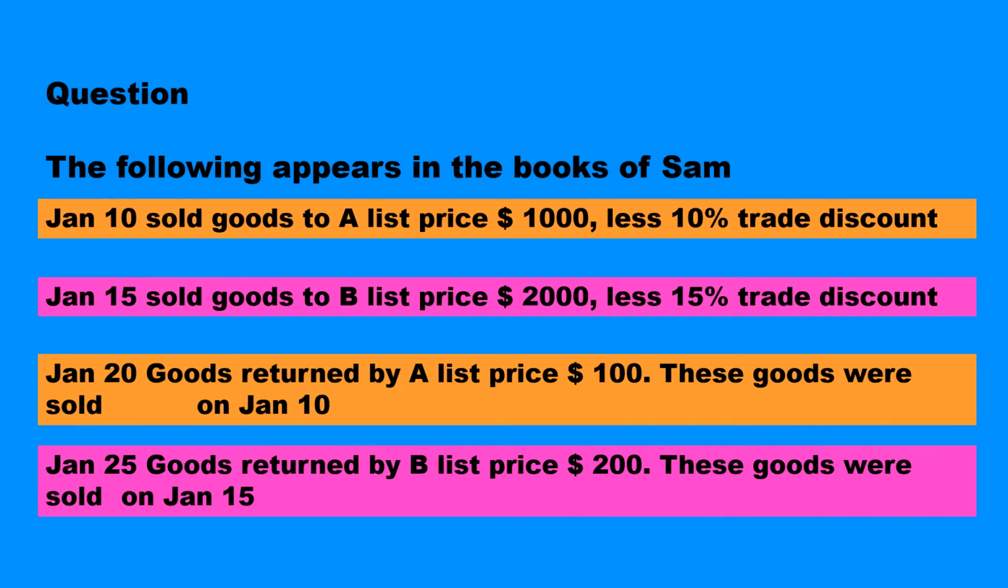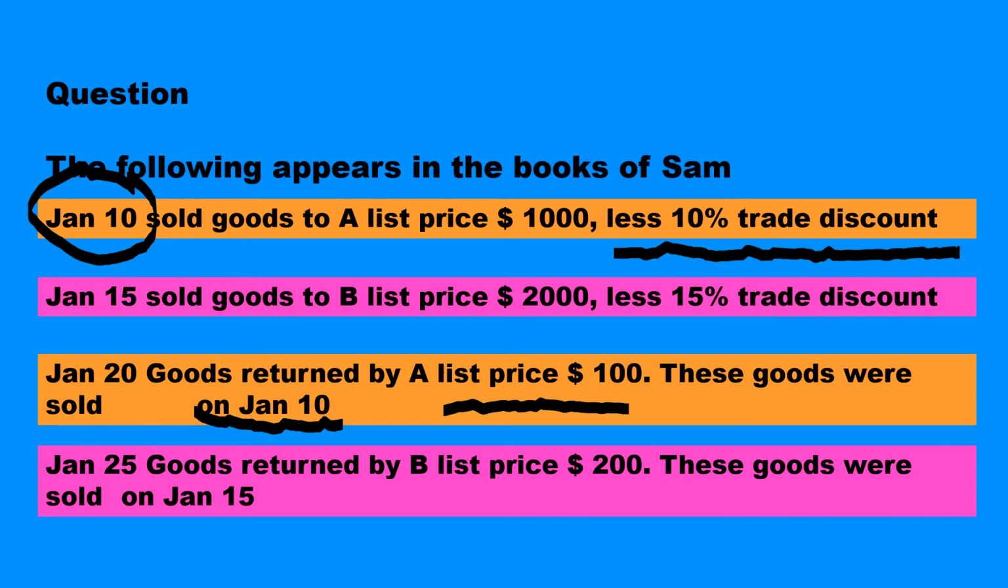If we come back to our question, the last two transactions: goods returned by A, list price 100. These goods were sold on January 10th. This is very, very important. Why? Because if we look at January 10th, we see that A was given a trade discount of 10%.